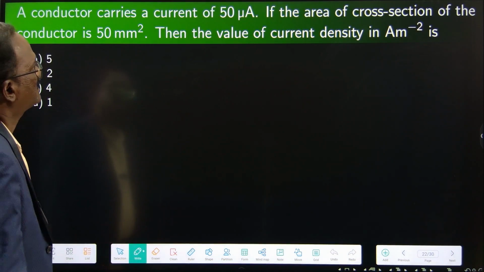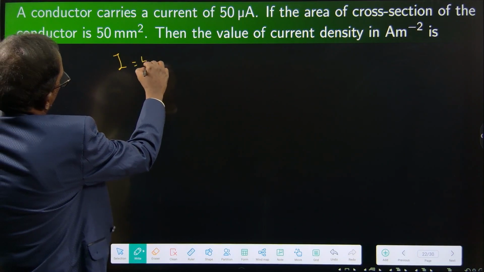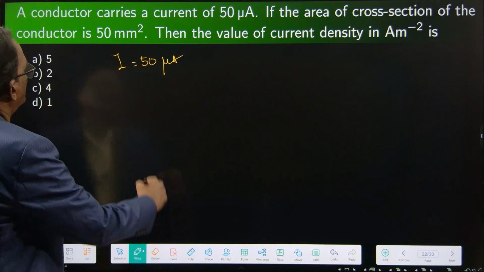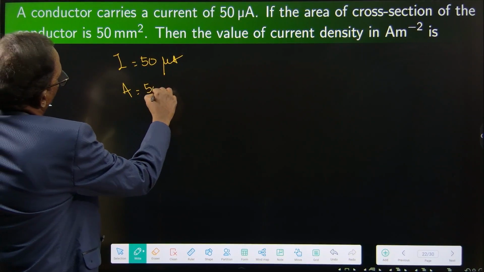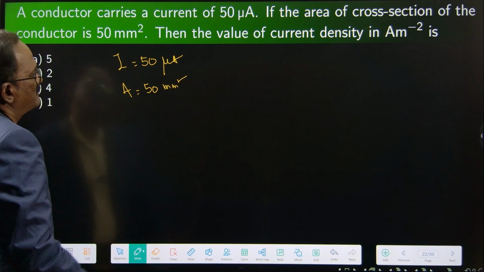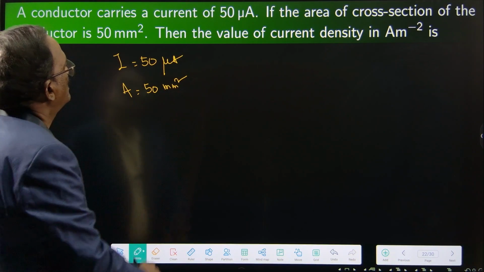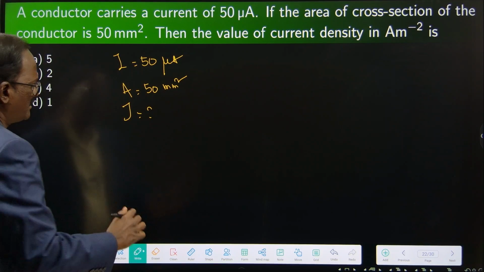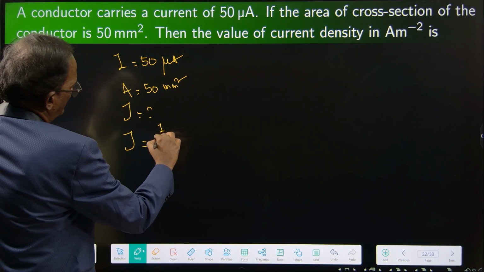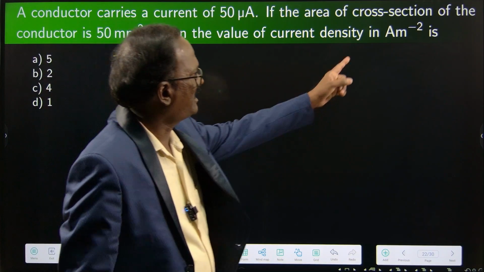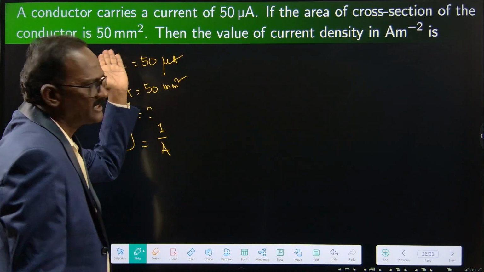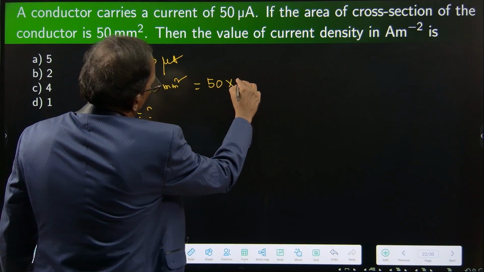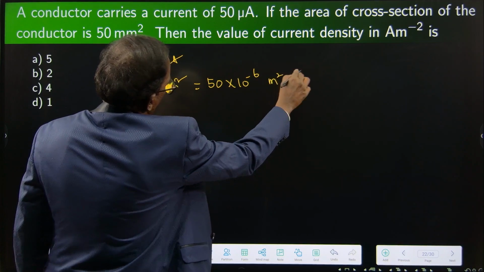A conductor carries a current of 50 microamperes. If the area of cross section of the conductor is 50 millimeters square, then the value of current density. Direct question, J is equal to I by A. Ampere per meter square. Ampere is given, meter square is also given. In fact, millimeter square we can easily convert into meter square. 50 into 10 to the power of minus 6 meter square.